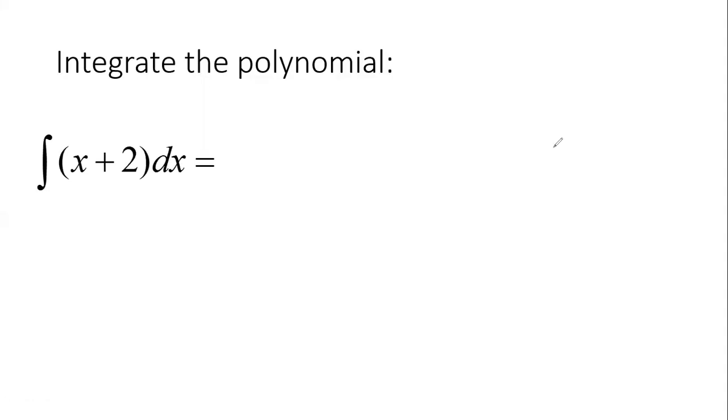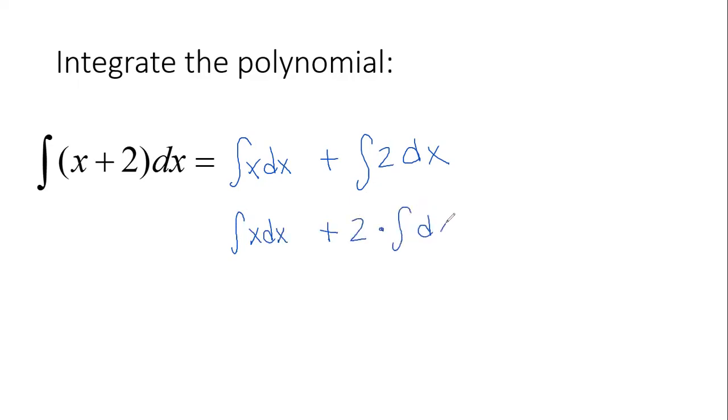Okay, so we're going to integrate the polynomial here. In this case, we have an addition. Since we have an addition, we're allowed to split this up into multiple integrals. So we're going to split this up into the integral of x dx plus the integral of 2 dx. Now again, we're allowed to pull a constant out. So we're going to have the integral of x dx plus 2 times the integral of dx.